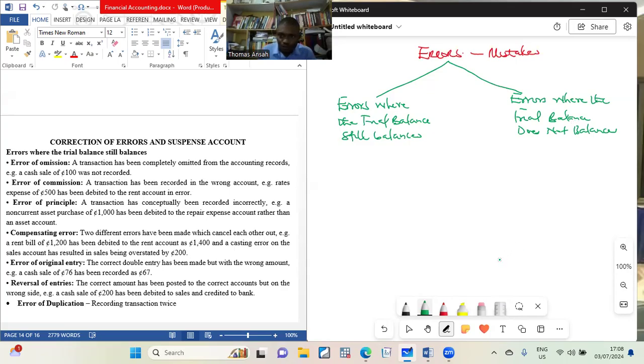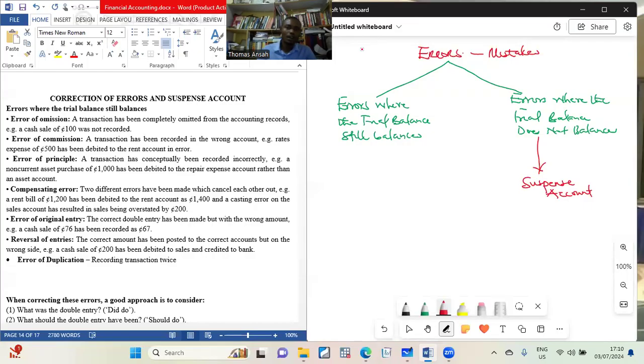All right, now, this is it. What happens, therefore, is that the errors that do not make the trial balance balance, we will introduce in what we call a suspense account. So a suspense account. So these are errors that will happen that your trial balance will not balance, and there is an introduction of what we call a suspense account. Now, the errors that will happen and your trial balance will still balance include these types of errors.